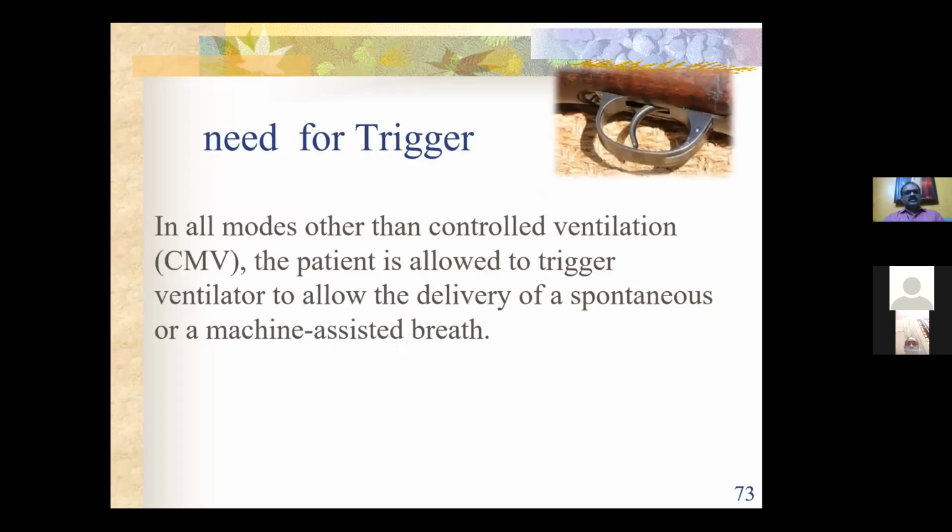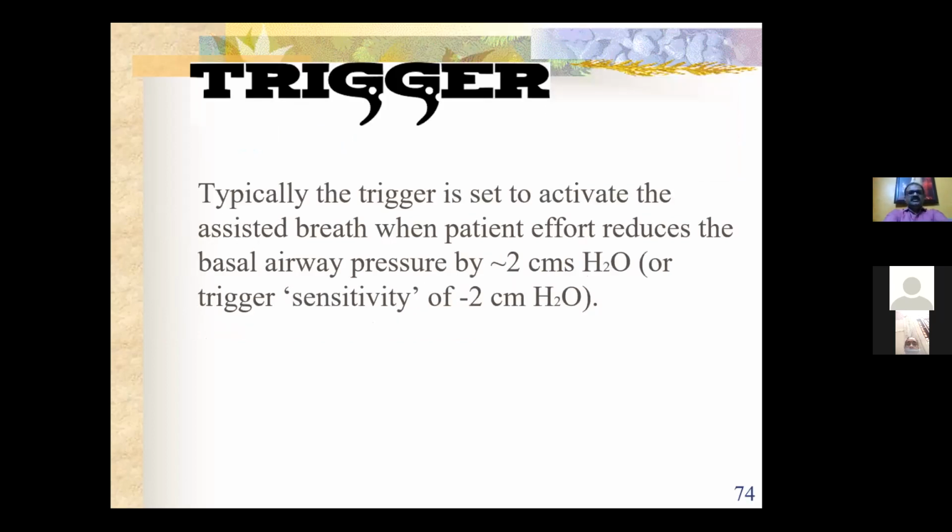So next, once you have applied the adequate PEEP, what you have to look at is the trigger. The trigger in all modes of controlled ventilation, in ACMV mode, basically tells the machine whether the patient's ventilatory effort has to be assisted or not. Depending on the trigger that you set, the machine will sense whether the patient is breathing or not. Typically the trigger is set to activate the assisted breath when the patient effort reduces.